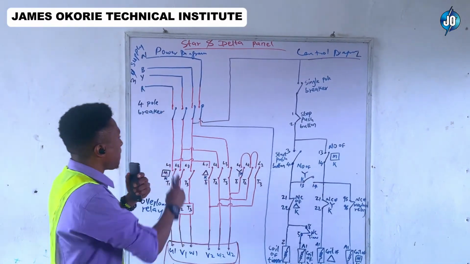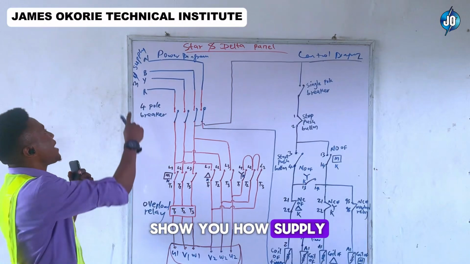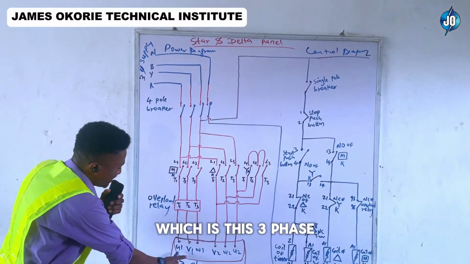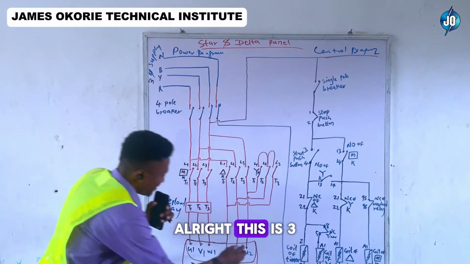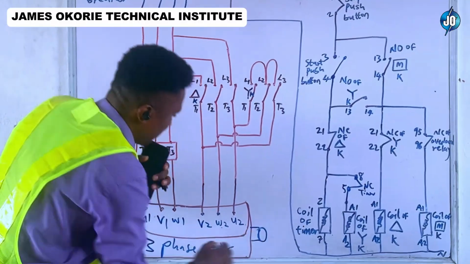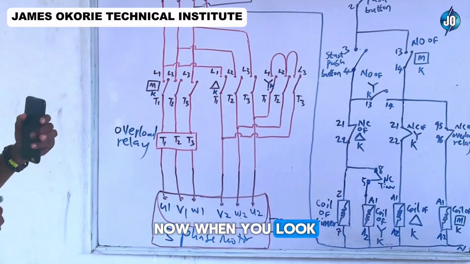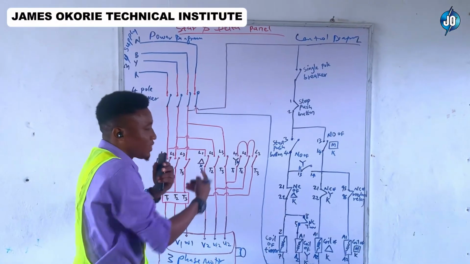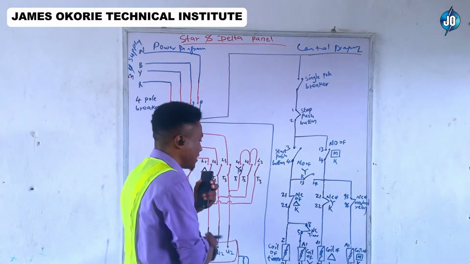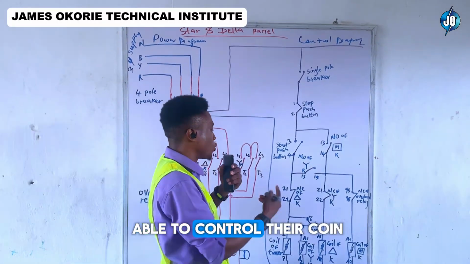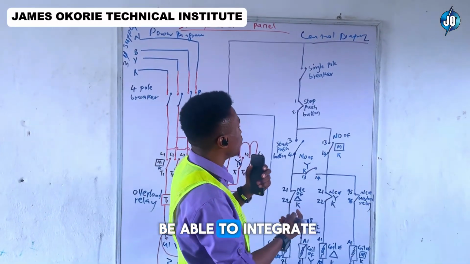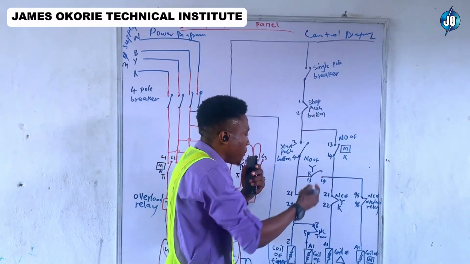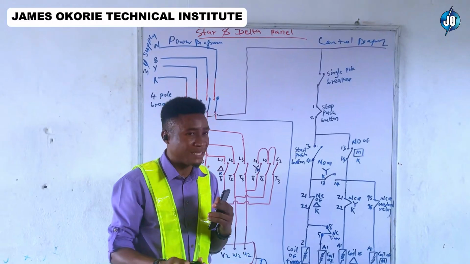How does it work? The power diagram will always show you how supply travels from the source, which is the three-phase supply, down to the load, which is this three-phase electrical motor. Alright? This is the three-phase motor here. I can just put maybe this to show that it's a motor. Now, the control diagram will tell you how you can control the contactors used for this panel, how you can control their coil, and how you can integrate the start push button, the stop push button, the control breaker, and how you can remotely operate it, right?